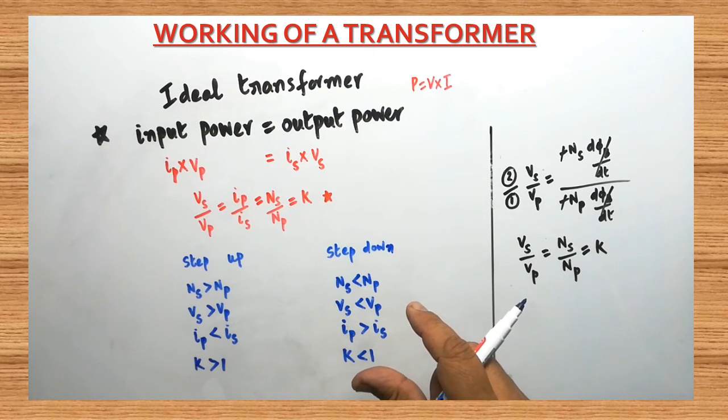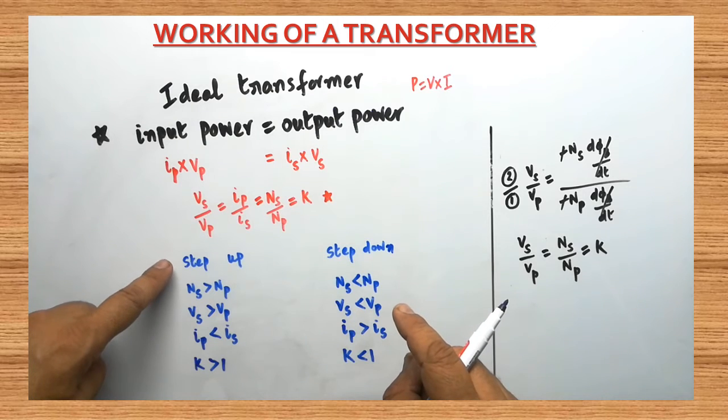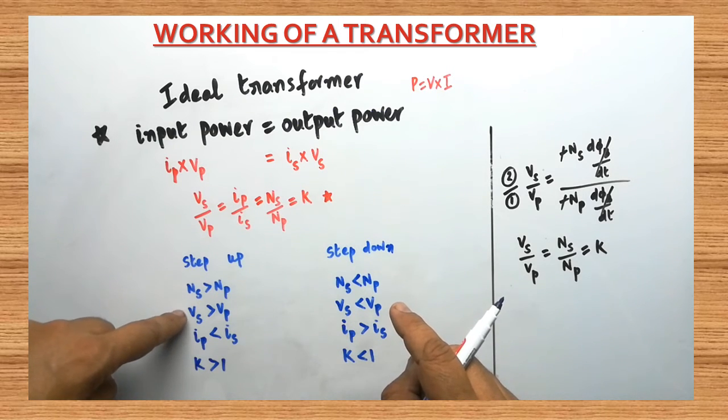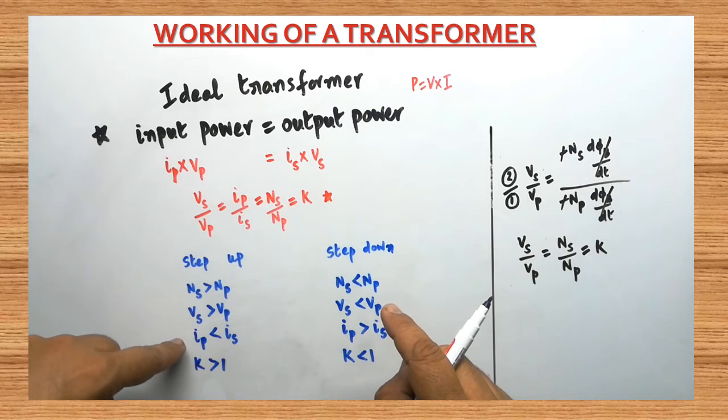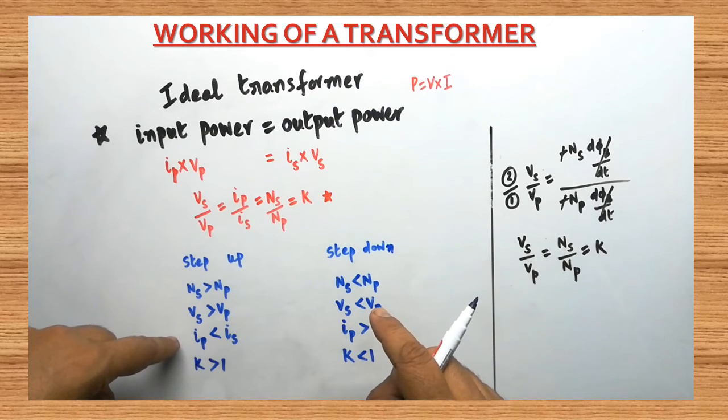Are you clear? Here, in the case of a step up transformer, make a note, voltage is increased, low voltage is increased to high voltage, but current is decreased. In the output the current is decreased. Are you clear? You have to understand that. Can you understand?